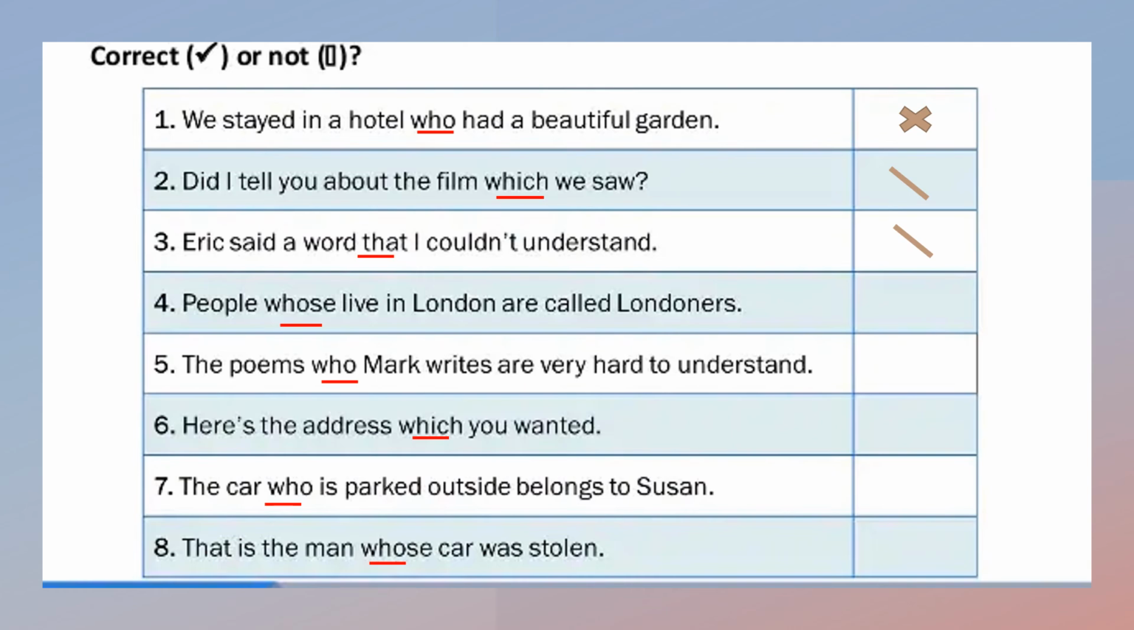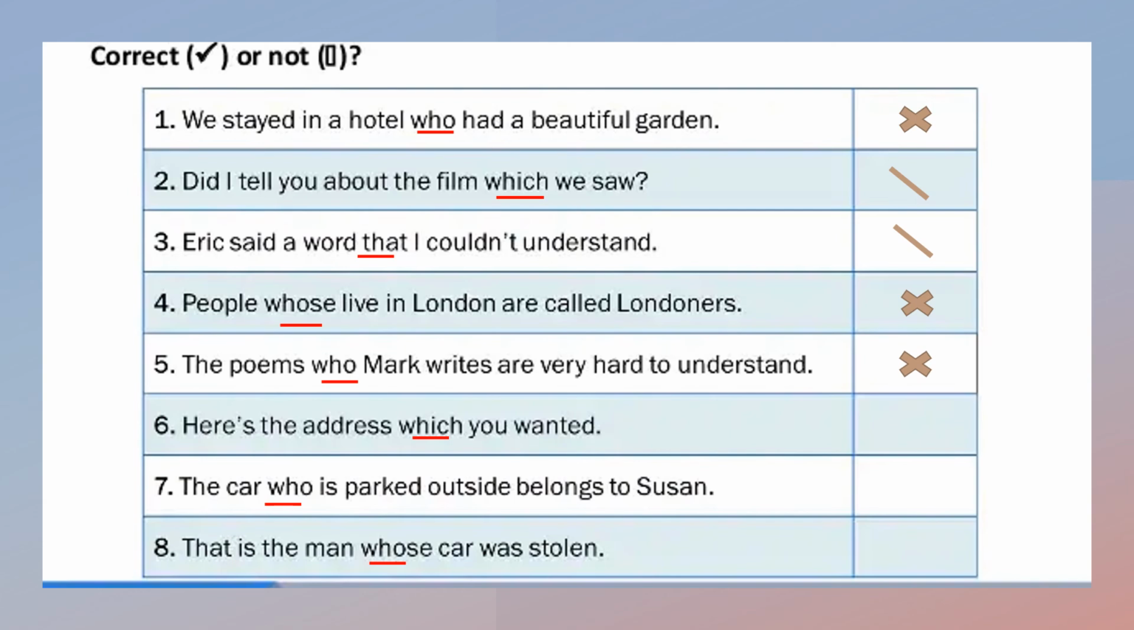Number 4, people whose live in London are called Londoners. Is it correct or not? It is wrong because, like I said, whose must be situated between two nouns, before and after. But in this sentence, people is a noun, but live is not a noun. Live is a verb. So you might replace whose with who: people who live in London are called Londoners. Could be better meaning. Number 5, the poem who Mark writes are very hard to understand. This sentence is also wrong because poem is not human. You cannot work with who.